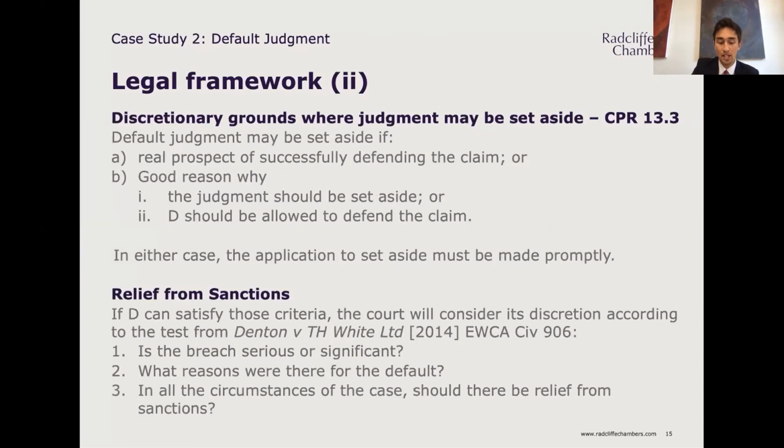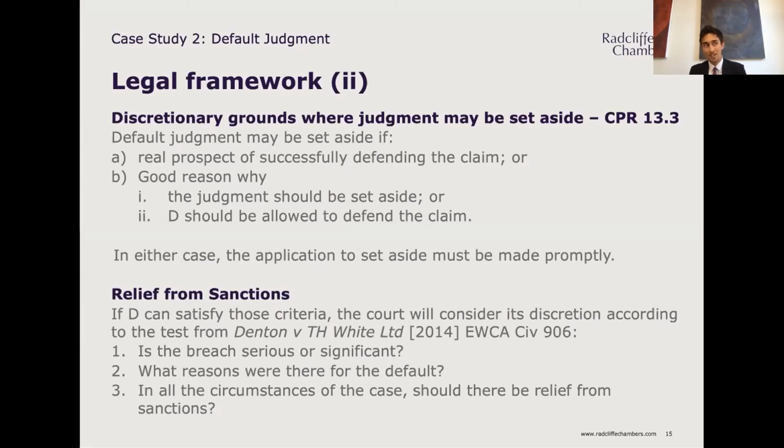The more tricky aspect of the rules is the discretionary grounds, and that's part 13.3. And there are essentially two-stage tests. The first stage is engaging the discretion of the court, and that is by showing that you have a real prospect of successfully defending the claim, or that there is some other good reason why the judgment should be set aside, or that you should be allowed to defend the claim. And in either of those cases, that application must be made promptly.